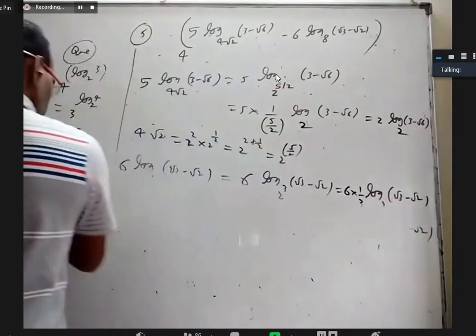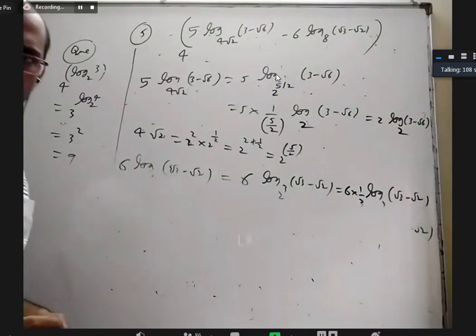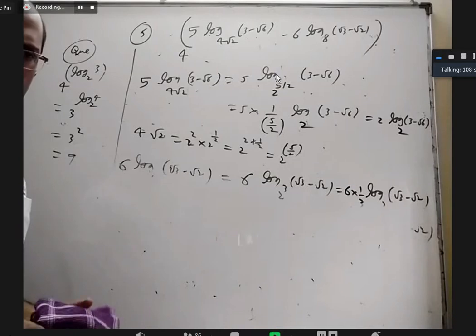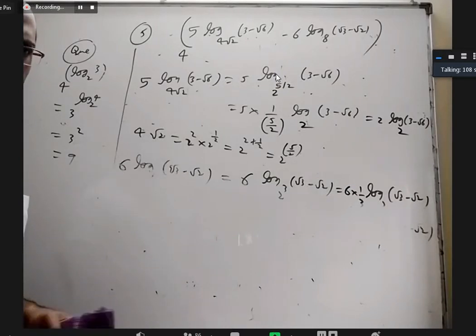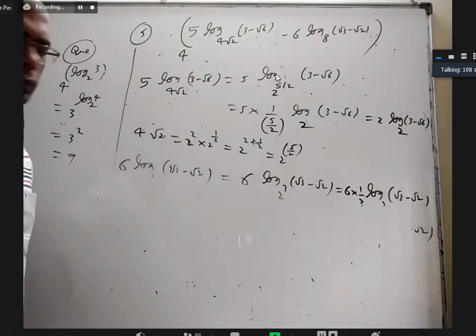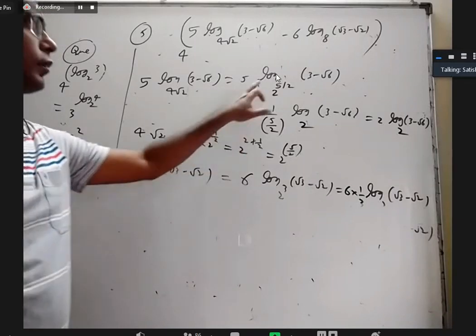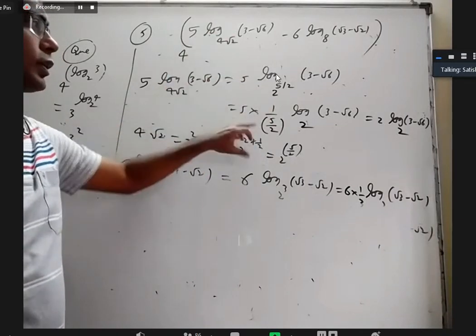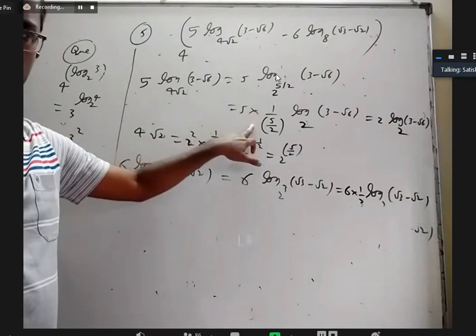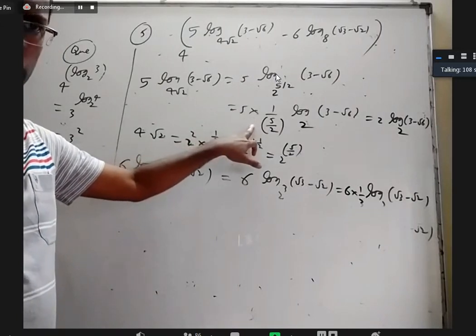Sir, yes, please. While you are expanding 5 log 3 minus root 6 base 4 to 4 root 2, that third line, sir. Okay, from up to third line: 1, 2, 3. From here to here, what happened? From there to your next line, sir.